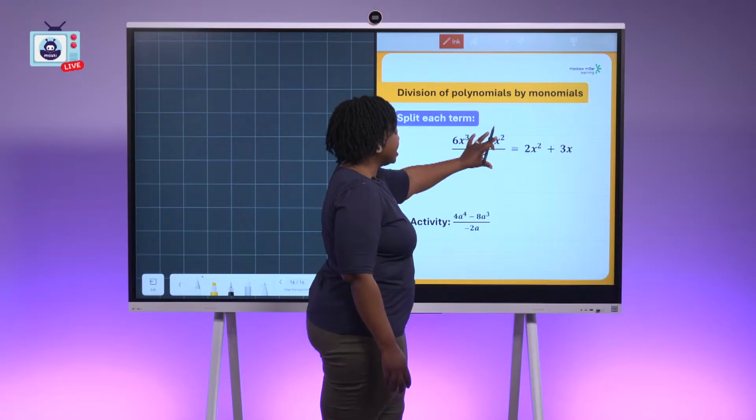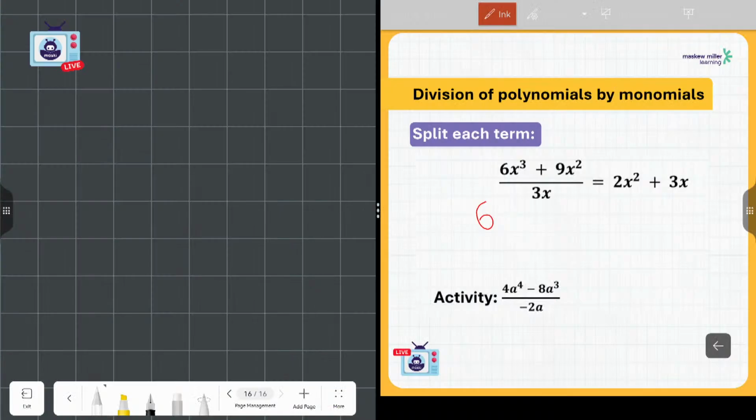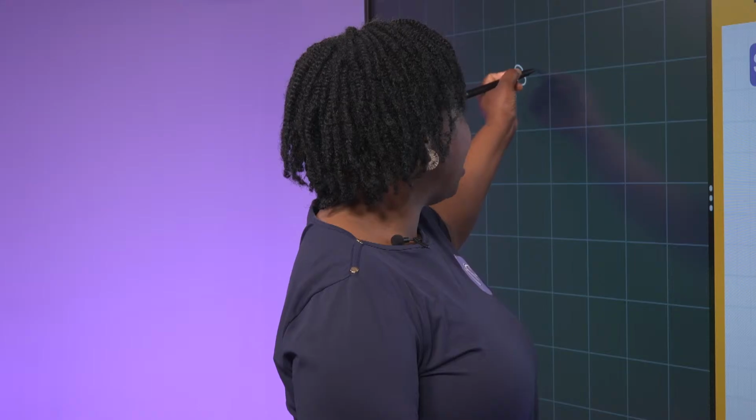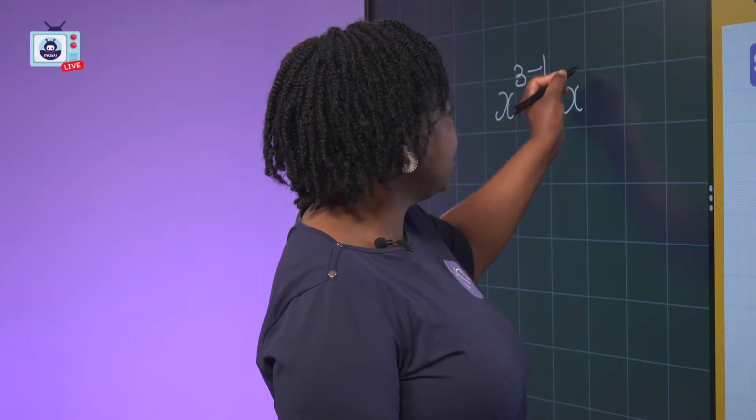So in this example, the steps we didn't put is that you were supposed to have 6x cubed divided by 3x. Then you add 9x squared divided by 3x. So if you check with the application we just did, 6 divided by 3 will give us a 2. And x to the exponent 3 divided by x, which you have to the exponent 1, that means you will have x to the exponent 3 minus 1, which is the same as x squared. So we're going to have x squared.